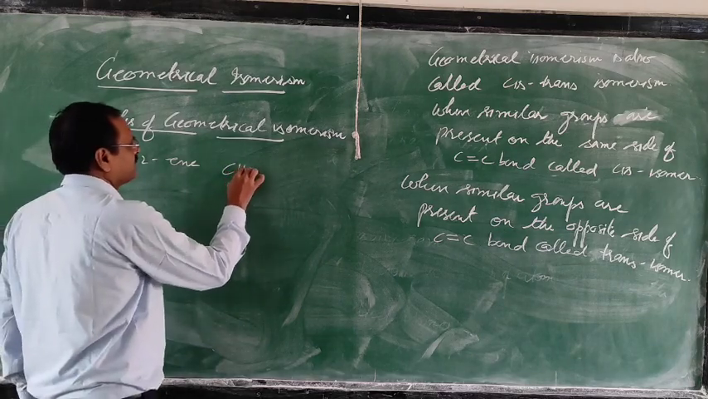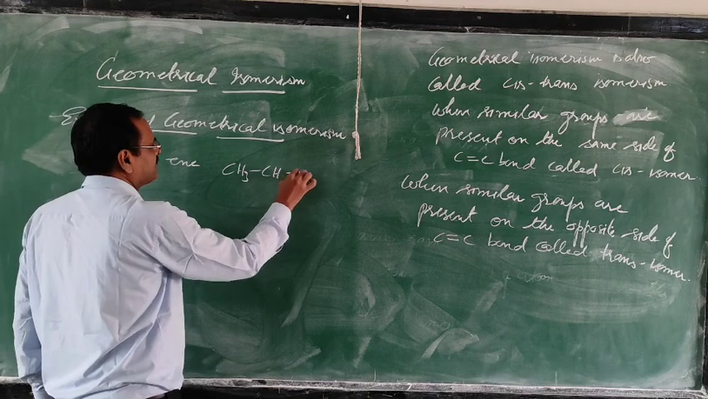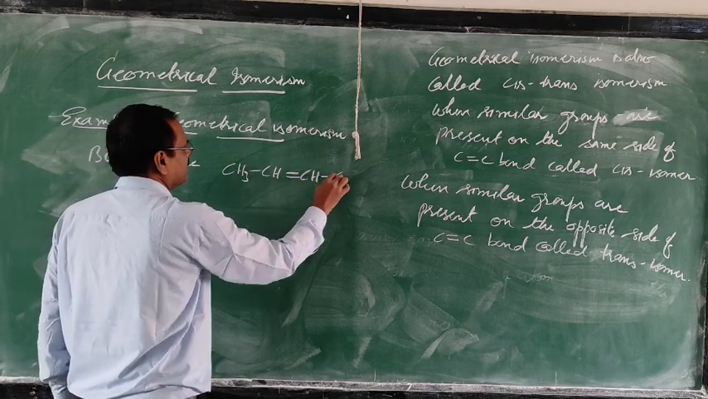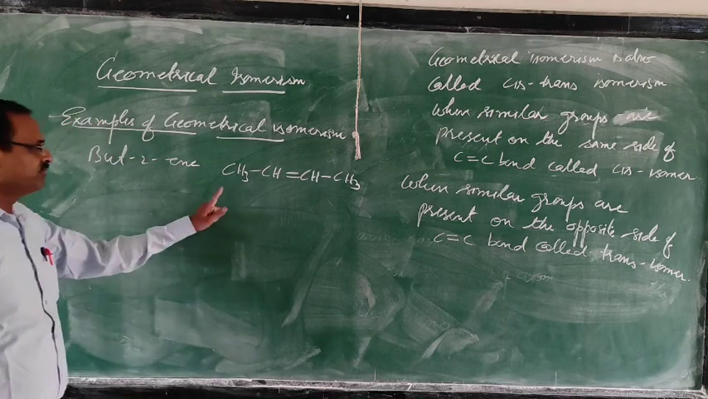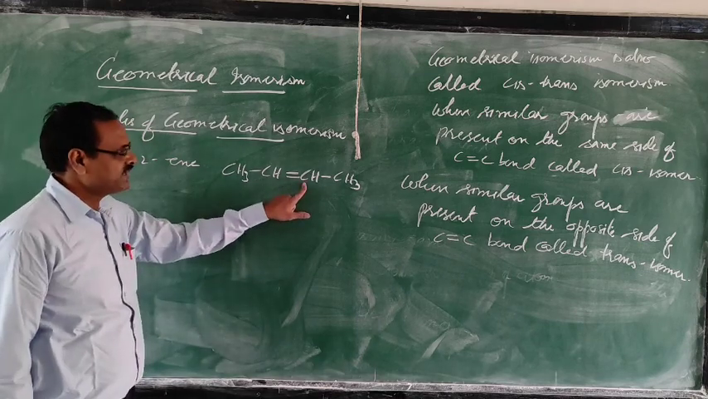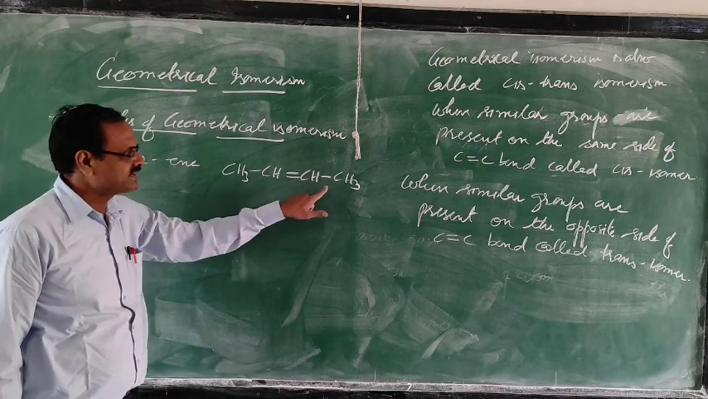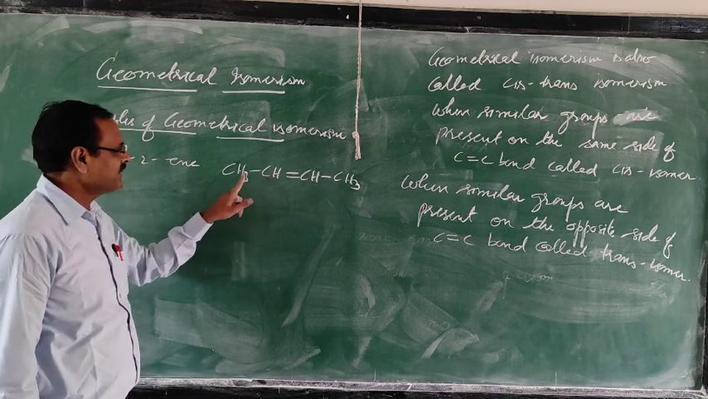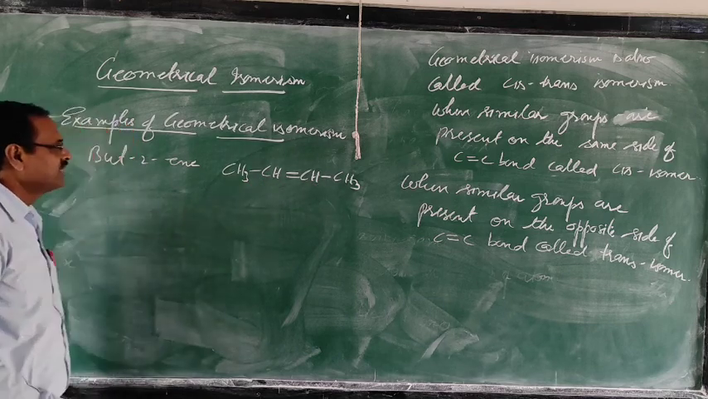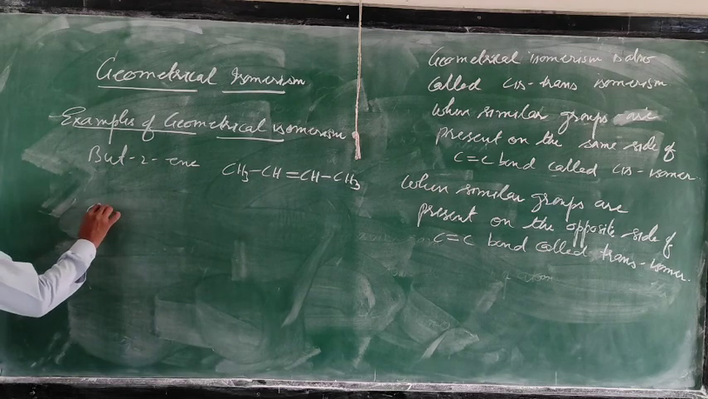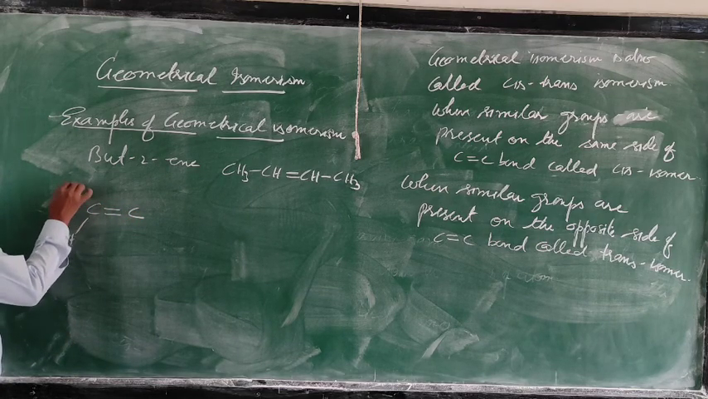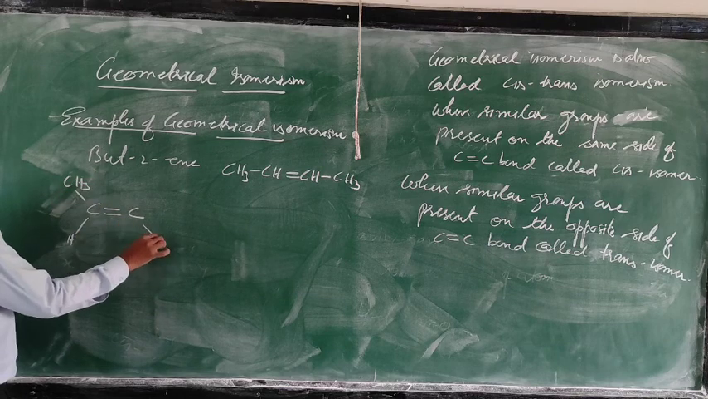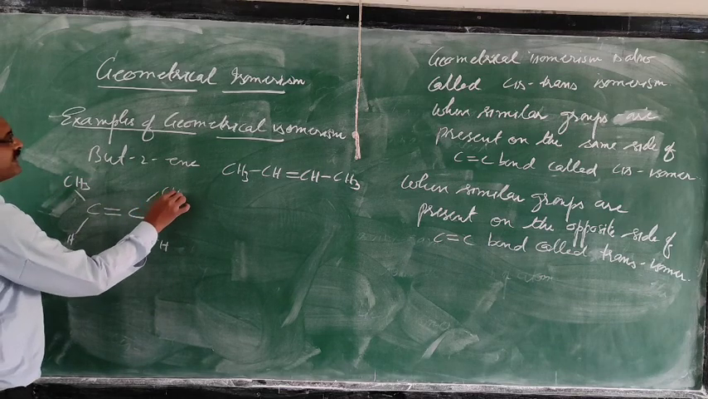So this one is CH3-CH=CH-CH3. So this but-2-ene is here. From this carbon atom, two groups are bonded, CH3 and H. From this carbon atom, CH3 and H. So let us make the cis and trans. This carbon double bond: H, CH3, H, CH3.